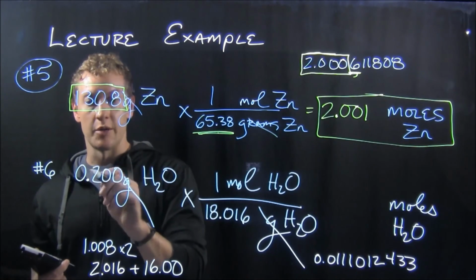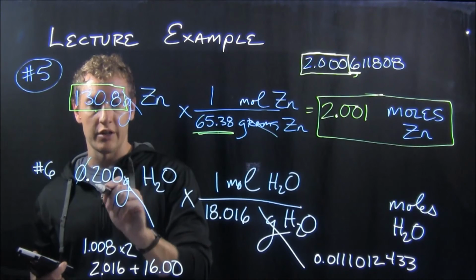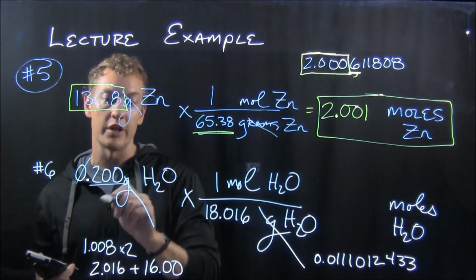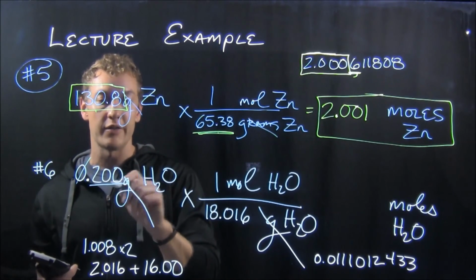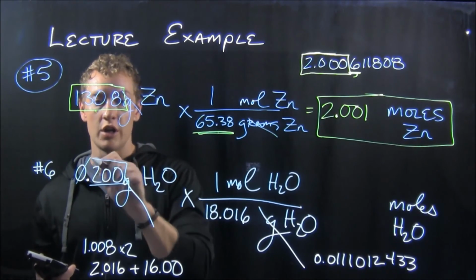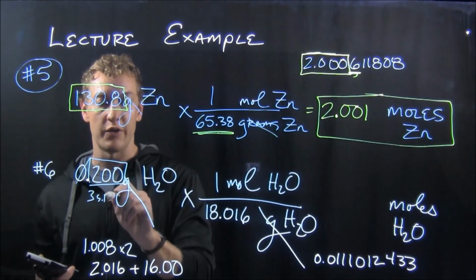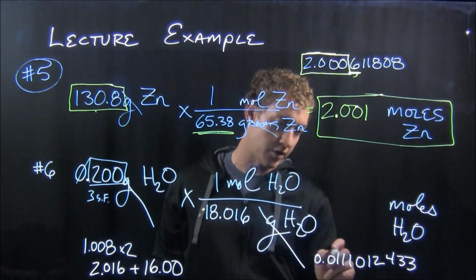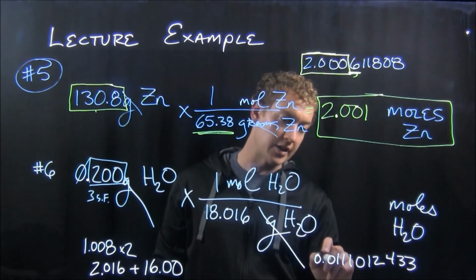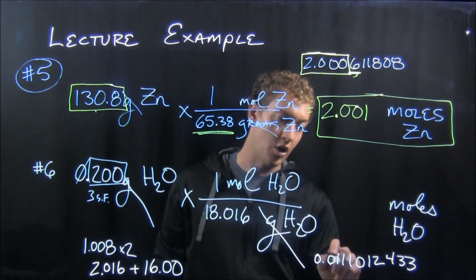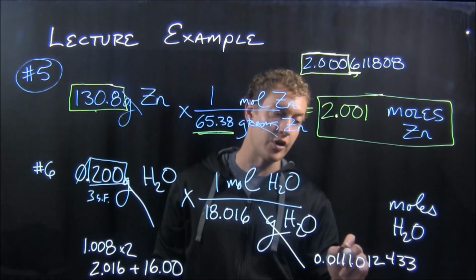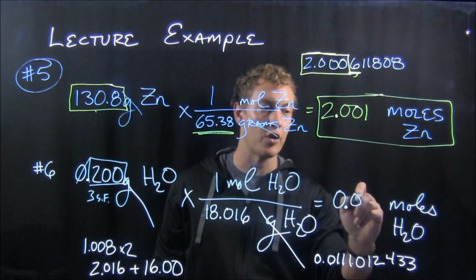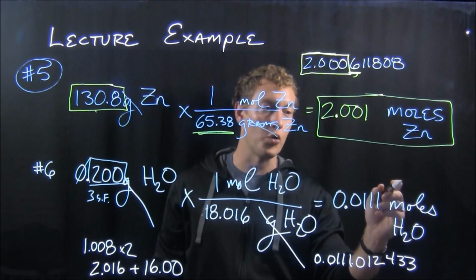Now, looking at this number, this 0, not significant. These zeros after the 2 are significant because they are to the right of the body of integers, and there's a decimal point. So that number is 3 significant figures. So our answer can then keep 3 significant figures. So that 0 is not significant, that 0 is not significant, 1, 1, 1 followed by a 0. So we are going to report this as 0.0111 moles of water.